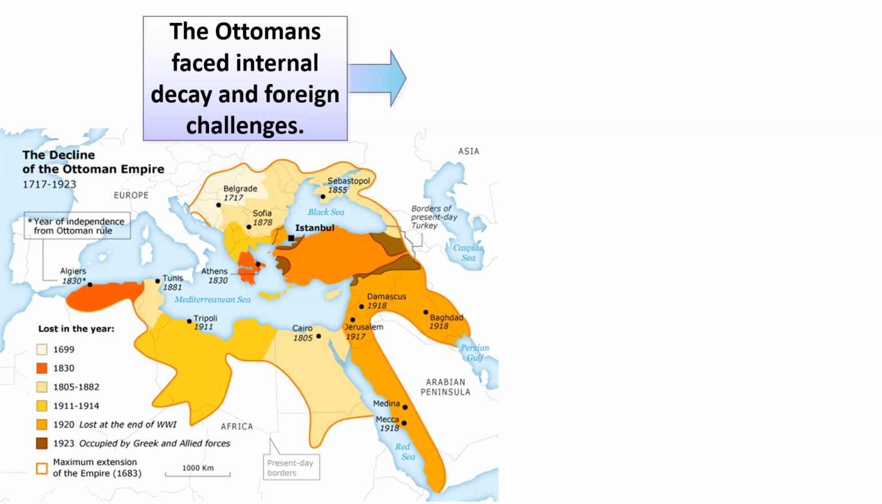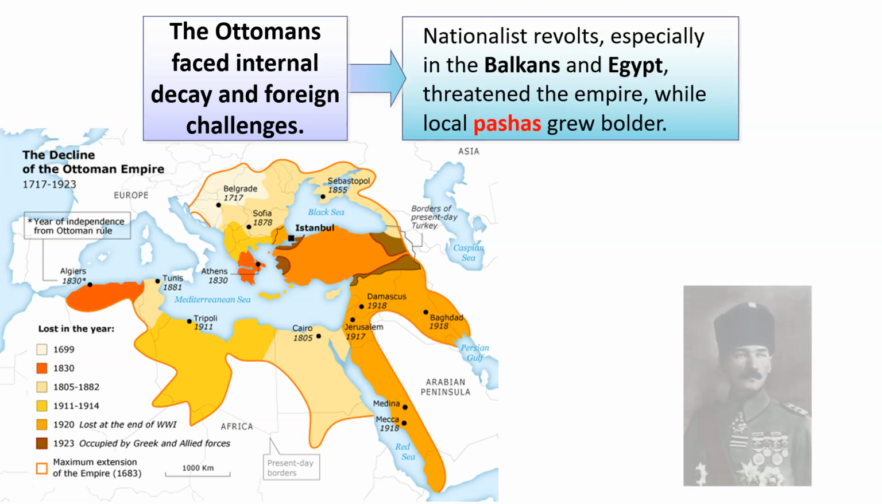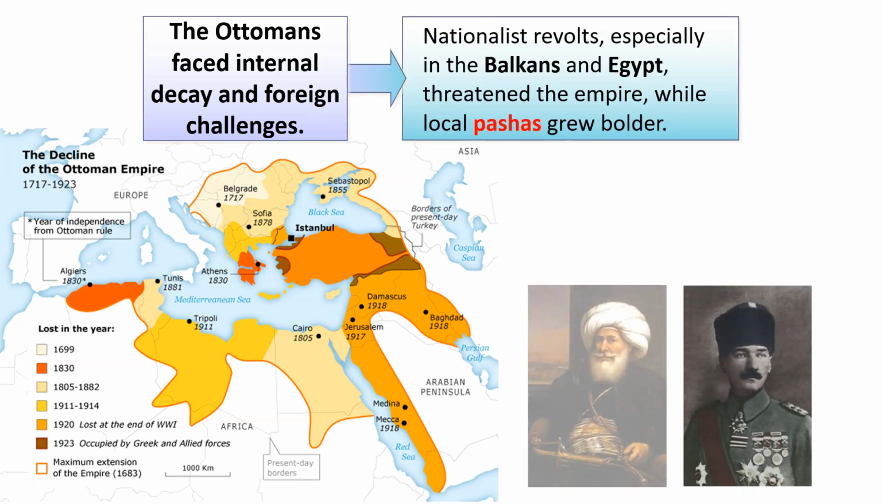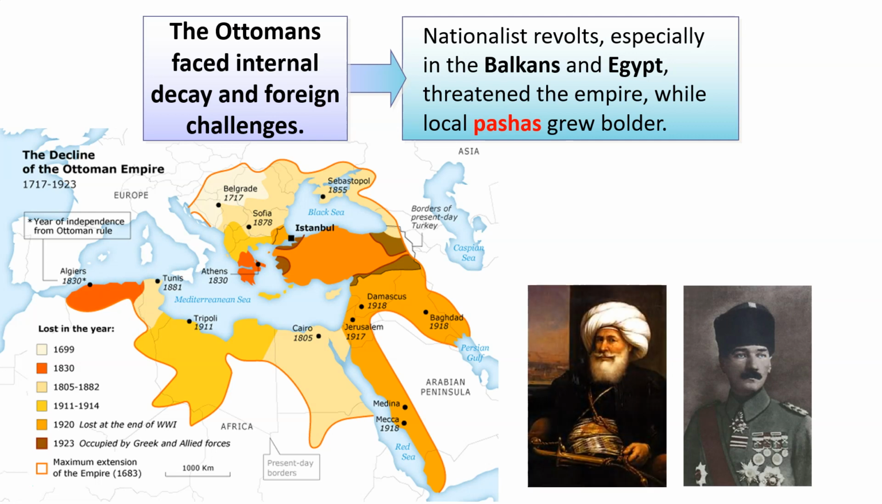So the Ottomans faced significant internal challenges within their empire. Now remember, they're covering so much territory, so they've got a lot of different groups of people, different cultures, different languages, and as we talked about with the millets, different religions as well. So in some of these regions, especially in the Balkans region, so if you look just to the north of where the word Mediterranean Sea is, where it says Belgrade, Sofia, in those areas, that's the Balkans region.